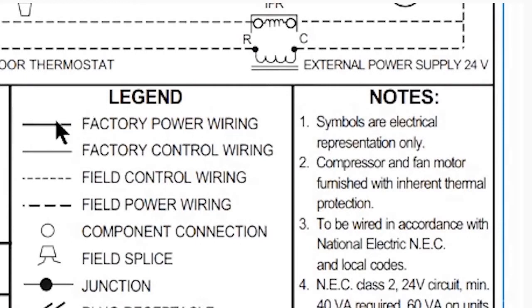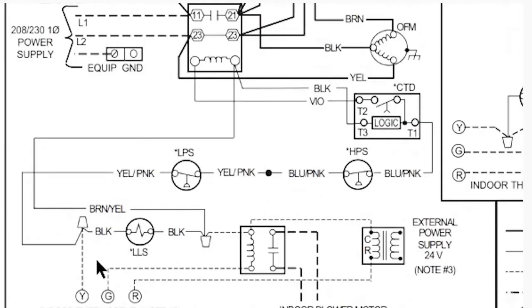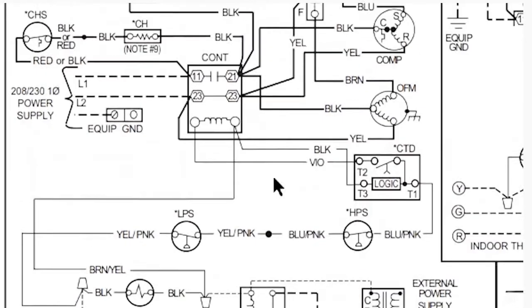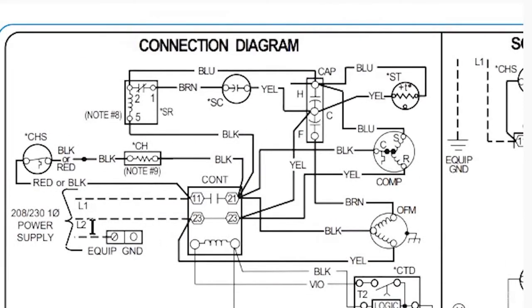Factory power wiring is a solid line. Factory control wiring is a lighter solid line. Field control wiring is a dashed line. So when you see dashed lines like these here, these are lines that you would have to actually add. When you see these little dashes, these are lines that you would be wiring in the field. And when you see solid lines, these would be lines that are inside the actual appliance. So if you see these dashed lines here, these are your high voltage lines that you're actually wiring in.